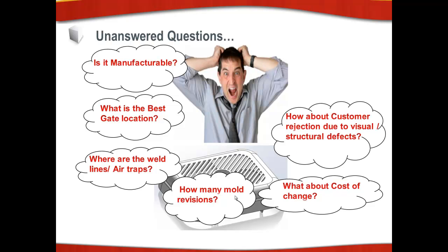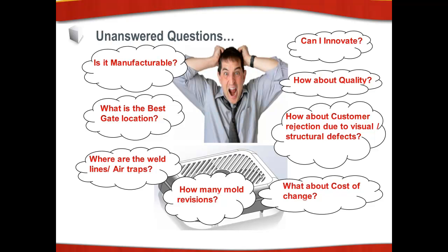And then also the customer. You put this part, this smoke alarm, on the shelf at Home Depot. People can see it through the packaging. Are they going to buy it? Does it look good? Or are they going to reject it and not purchase it because there are some visual imperfections in the part? How about quality? Is the part going to break due to problems in the molding process? It's not as strong as you'd expect it to be. And also, can I innovate? Can I make it better?